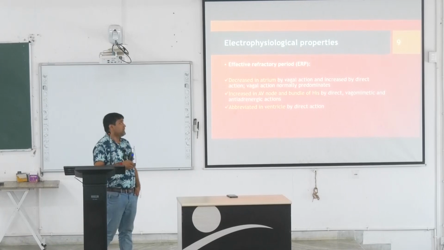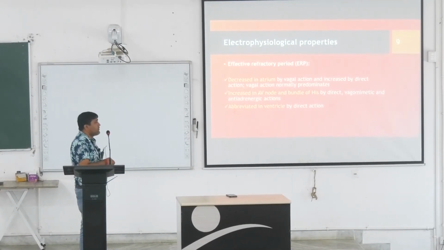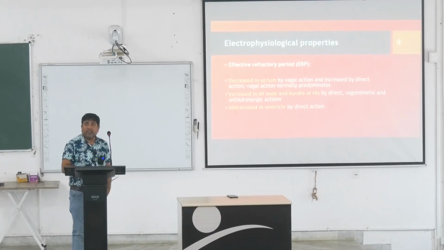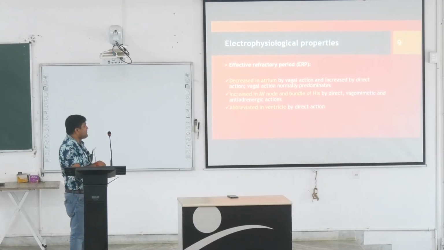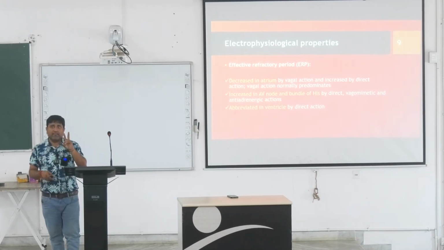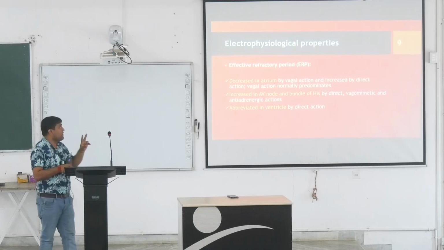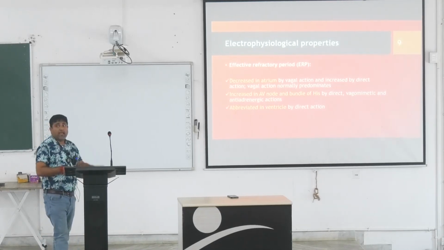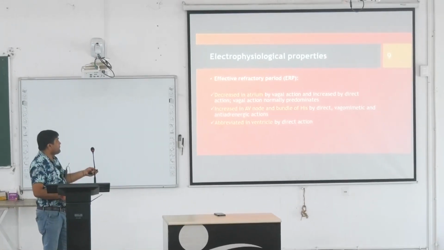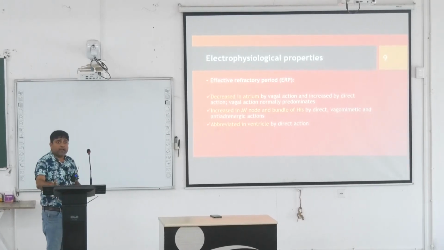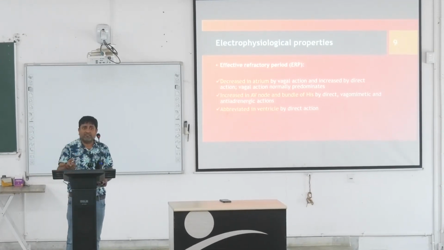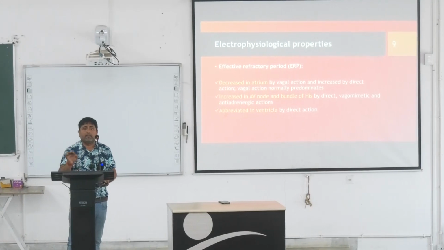Effective refractory period. Now, the effective refractory period in different chambers of the heart is different. In the atria, the effective refractory period is decreased. Why? Because digitalis has a dual action. They decrease the atrial effective refractory period by vagal action, and they increase the effective refractory period by direct action. But the vagal action predominates. As a result, the effective refractory period in the atria is decreased.